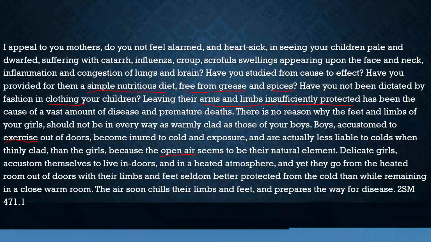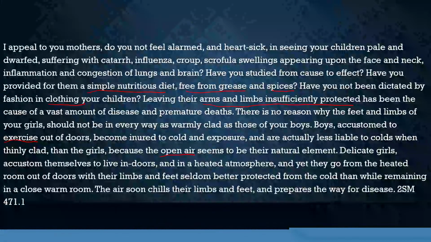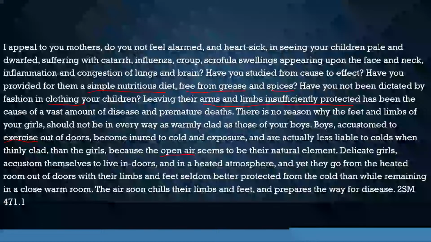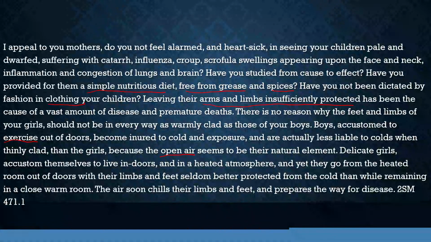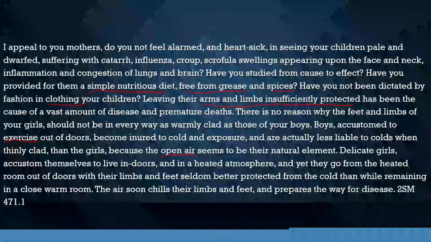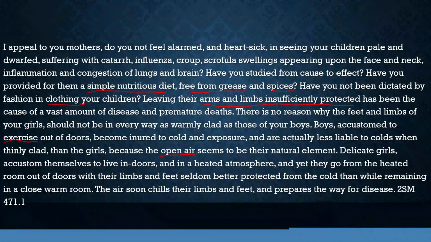So delicate girls accustom themselves to live indoors and in a heated atmosphere, and yet they go from the heated room out of doors with their limbs and feet seldom better protected from the cold than while remaining in a close, warm room. The air soon chills their limbs and feet and prepares the way for disease. And so what the air simply does, it hinders proper circulation, and when there is no proper circulation, then disease comes. So those are some of the things that I'd love us to note as we move on.